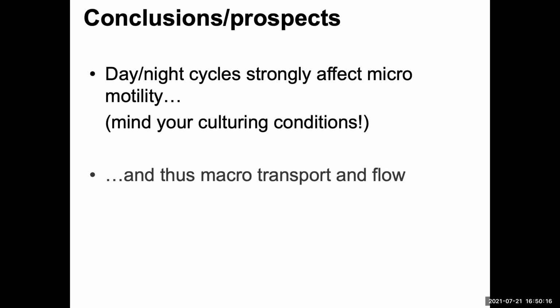Okay, so I'll just conclude. So we found that day-night cycles strongly affect microscopic motility. So it'd be good to consider culturing conditions. And also this has consequences for observed macroscopic transport and flow.